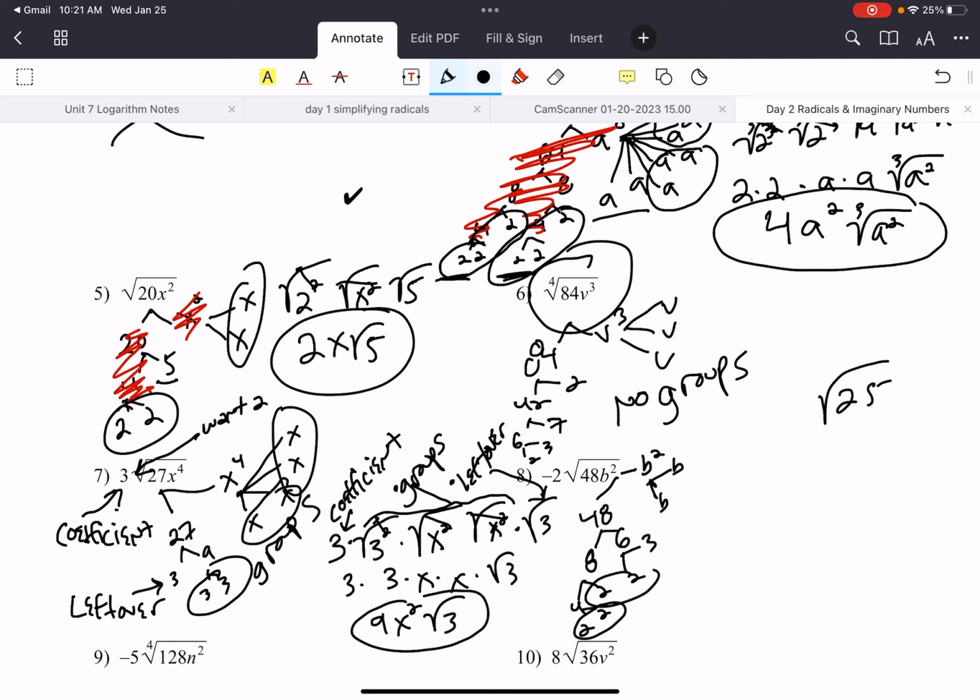Okay, I'm looking for pairs. So, coefficient times groups times leftover.